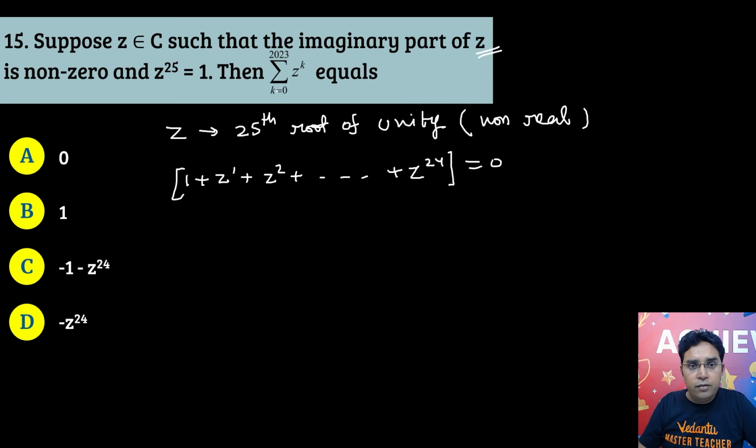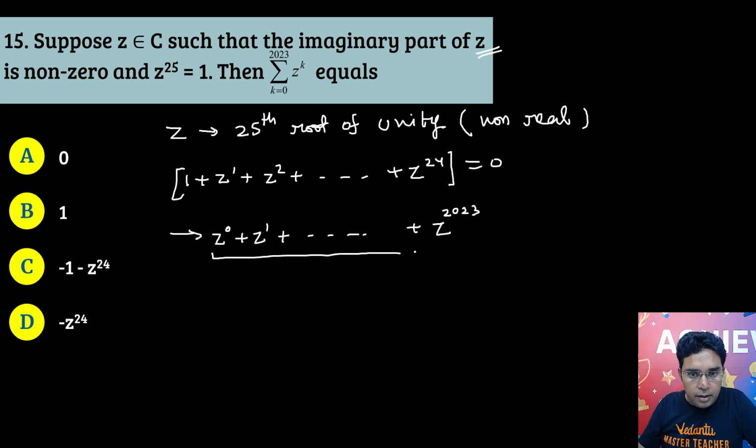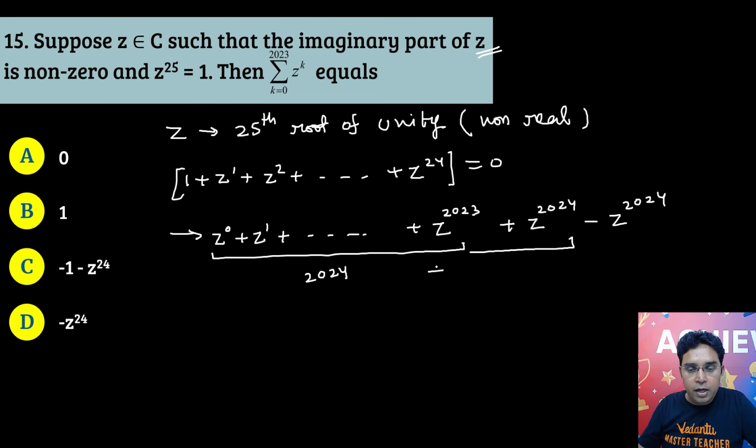Now we are asked what will be the summation k equal to 0 to 2023 of Z raised to the power k. We may write this summation as Z power 0 plus Z power 1 and so on till Z power 2023. Here you can check that we have a total of 2024 terms, because 0 is also there. If I add one more term here, Z power 2024, and subtract Z power 2024, we will have 2024 plus 1, that is 2025 terms.